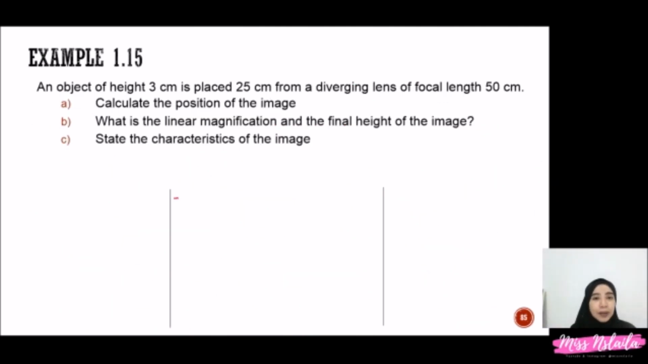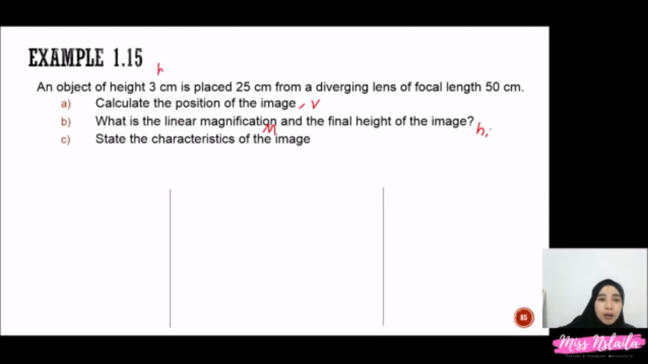Next, example 1.15. An object of height 3 cm is placed 25 cm from a diverging lens of focal length 50 cm. Calculate the position of the image, V. What is the linear magnification, M? And the final height of the image, HI? State the characteristics of the image.